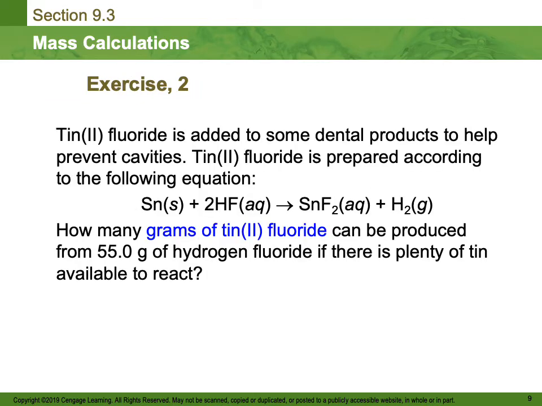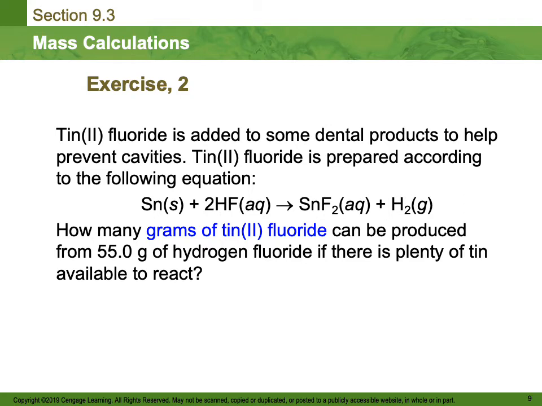Here's example number 2. In this example, they're giving us a balanced equation. Very nice of them. And we have the compound tin 2 fluoride, which is added to some dental products to help prevent cavities. Tin 2 fluoride is SnF2. It is prepared according to the following equation. 1 tin solid plus 2 hydrofluoric acid produce 1 tin 2 fluoride aqueous plus hydrogen gas. How many grams of tin 2 fluoride can be produced? How many grams can be produced? So that's what we're trying to find from 55.0 grams of hydrofluoric acid or hydrogen fluoride if there is plenty of tin available to react.